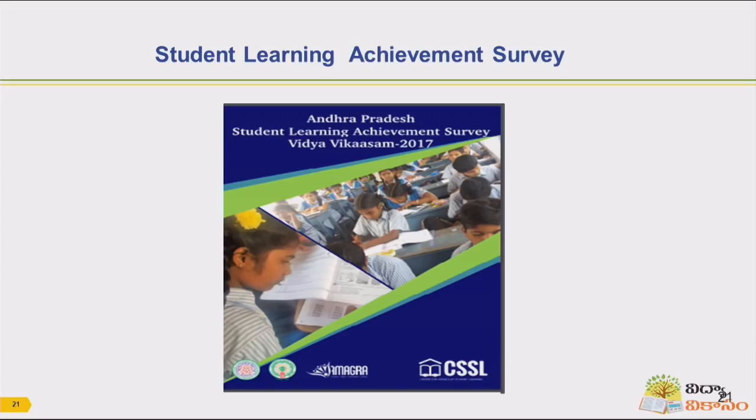Yeah. So, this is something which is conducted by our state. This is the first time our state has taken an initiative to conduct a student learning achievement survey. For the past 2 years we are conducting this SLAS. 2016-17 we started, and now 2017-18 also we have conducted this SLAS.